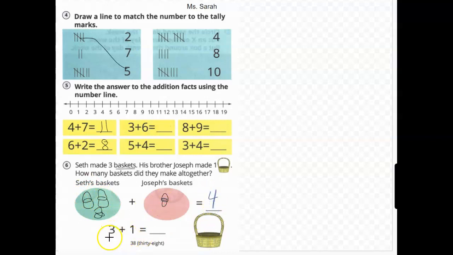So when I write it in a number sentence, I write how many we had, how many more we got, and then we write how many we have all together.